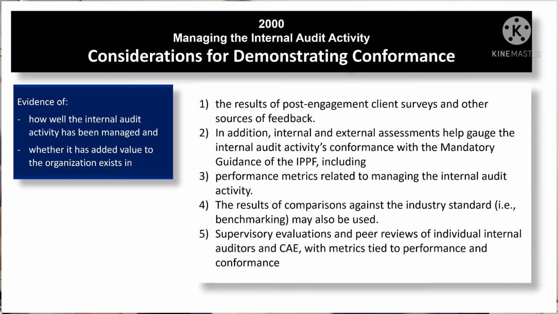Also, because Standard 2000 requires evidence of conformance not only at the level of the internal audit activity but also at the level of individual internal auditors, we need to keep documentation of all the supervisory evaluations and peer reviews, which can help show that these documents are being prepared and these assessments are being done by the Chief Audit Executive. So this is how you can demonstrate the conformance.